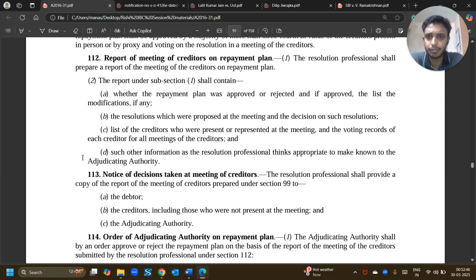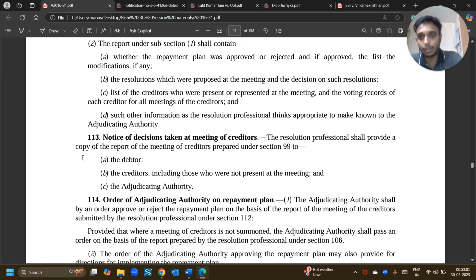Section 112 is report of meeting of creditors on repayment plan. The RP shall prepare a report of the meeting of creditors on the repayment plan. Again, keep in mind this meeting itself is subject to discretion. So if it is conducted, then the RP will have to prepare a report. What shall the report contain? It shall contain the following.